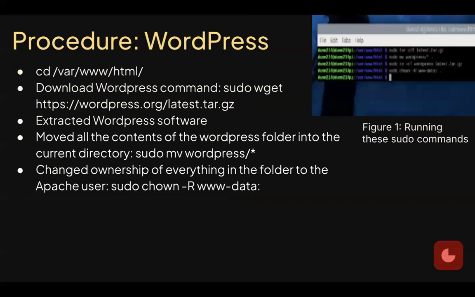After setting up the LAMP stack, I moved into var www html and downloaded the latest WordPress package. I extracted it, moved all the files into the web directory, and changed ownership of everything to the www-data user so Apache could serve the site correctly.